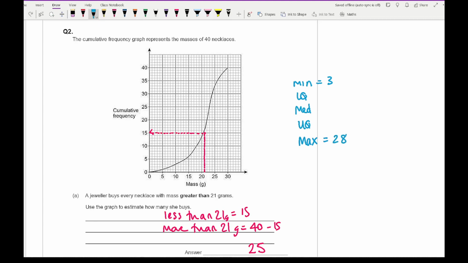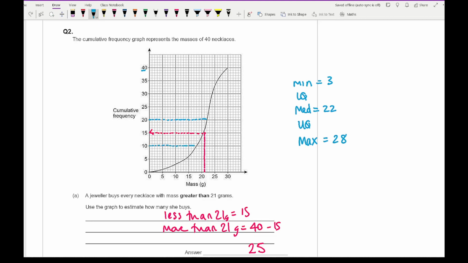So I've now got to use my cumulative frequency diagram to tell me what the quartiles are going to be. So halving 40 is going to be 20, so that's where the median is going to be. So I work out the median to be roughly around 22. Then with the lower quartile, the lower quartile is between the lowest value, or the 0, and the median value, which is at 10.